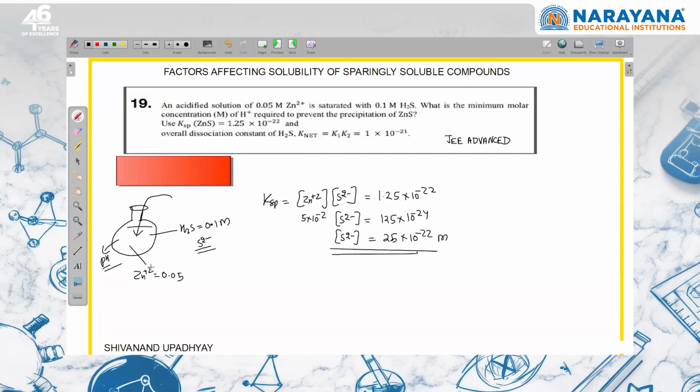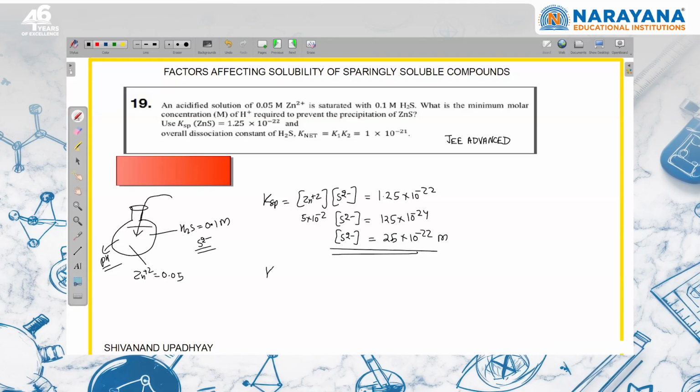Now they are saying that we have to prevent, right? We have to prevent. So what is the pH of the solution? So we have added this H2S, and in order to stop the precipitation, at least the concentration should be this. It should not be greater than this. Otherwise, precipitate is going to form. It should be less than this. Sulfide ion concentration should not be greater than this.